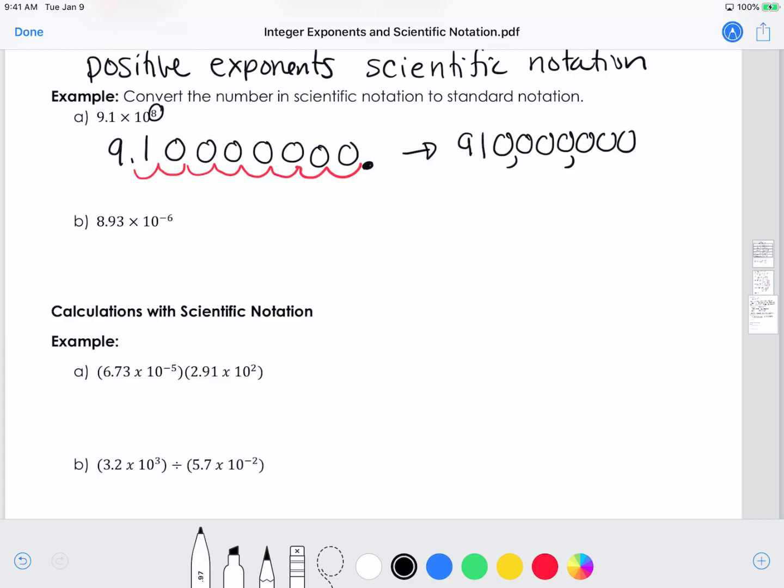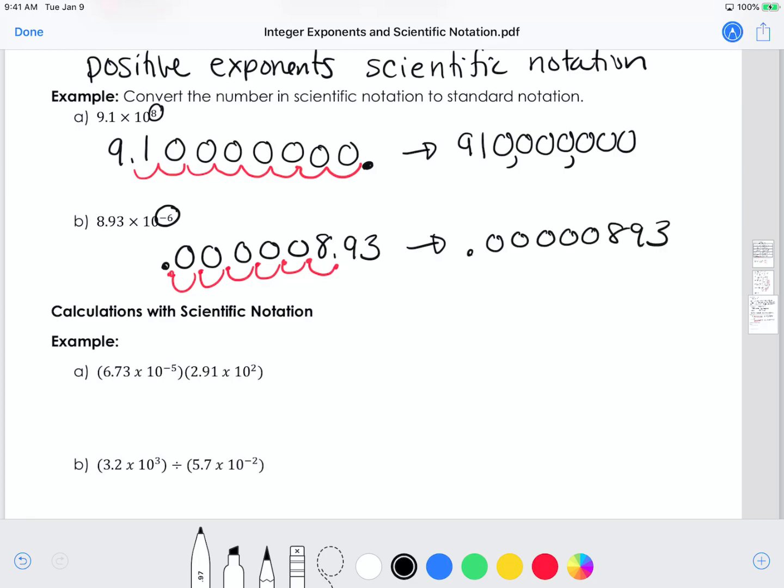For part B, because this is a negative exponent, I know this is going to be a really small number. So I'm going to move my decimal place to the left instead of to the right. I'm starting here, and I want to move it 6 places to the left: 1, 2, 3, 4, 5, 6. So my new decimal place is going to go here. So I'm going to have 0.0000893, which is 8.93 times 10 to the negative 6 written in standard notation.